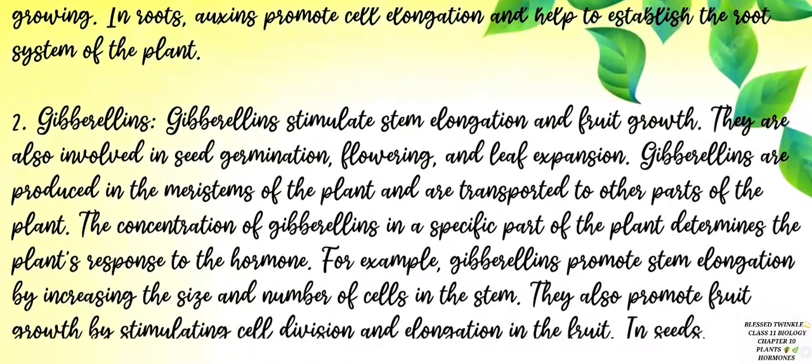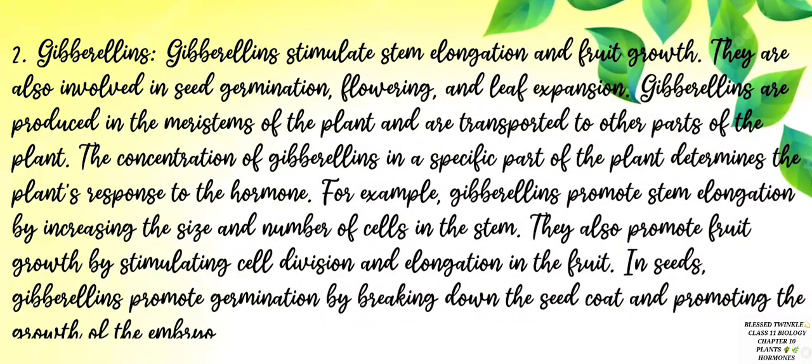Okay, here we have gibberellin stimulates stem elongation and fruit growth. They are also involved in seed germination, flowering, and leaf expansion. Meaning the broadening of the leaf, we can say, the increase in leaf size, we can say. Gibberellin are produced in meristems of the plants.